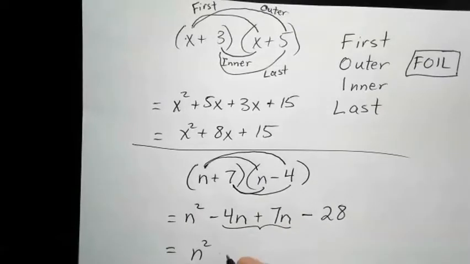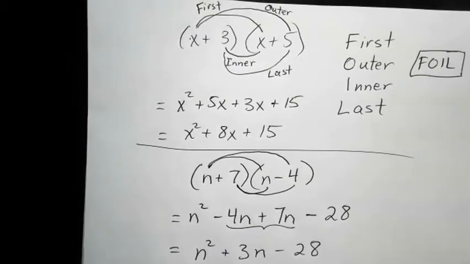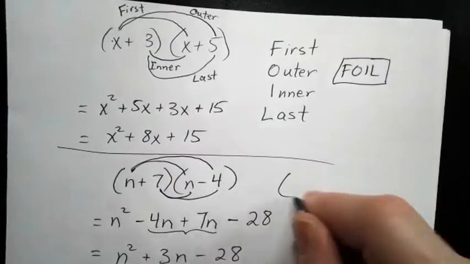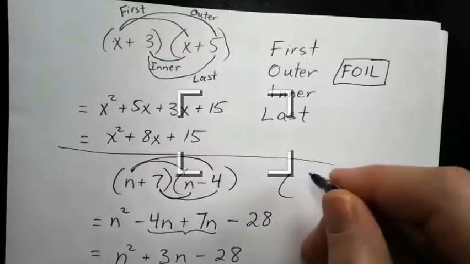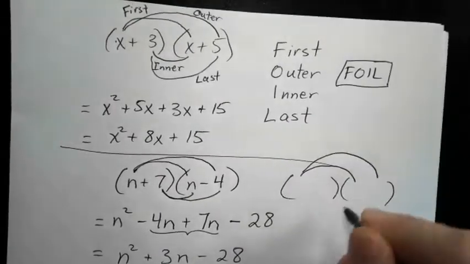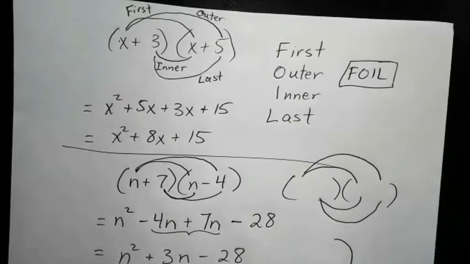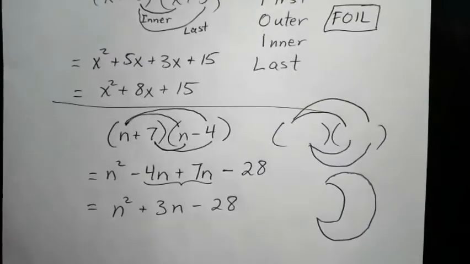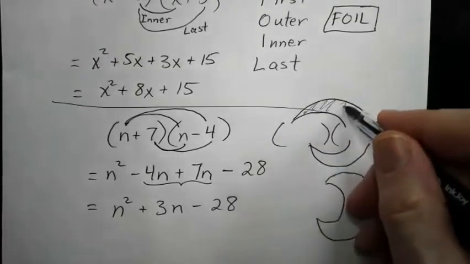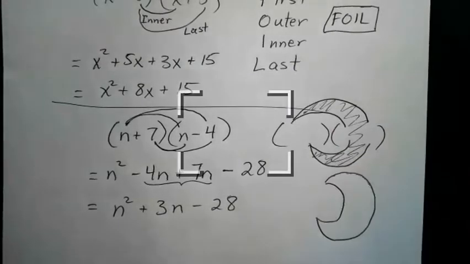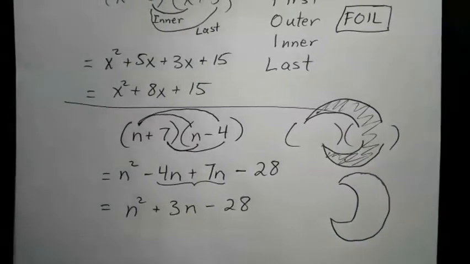Combine the like terms in the middle. Negative 4 plus 7 is positive 3, right? It's the same as 7 minus 4. And then minus 28. All right? That is the FOIL method. Also, when you draw these lines like this, I've told kids it can look a little bit like the moon. You see the moon there? Not a very good drawing, but it looks like a crescent moon a little bit when you do that.